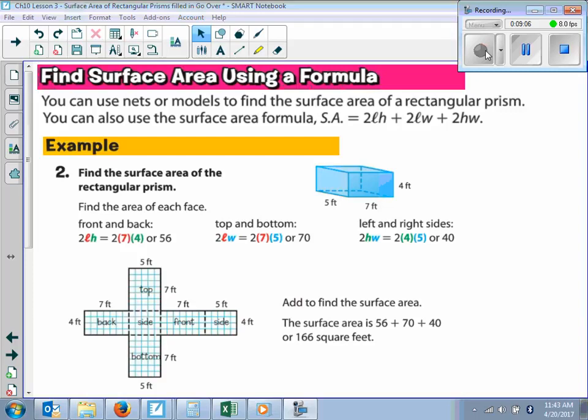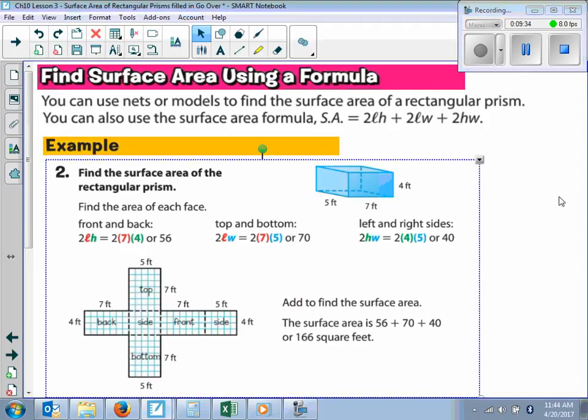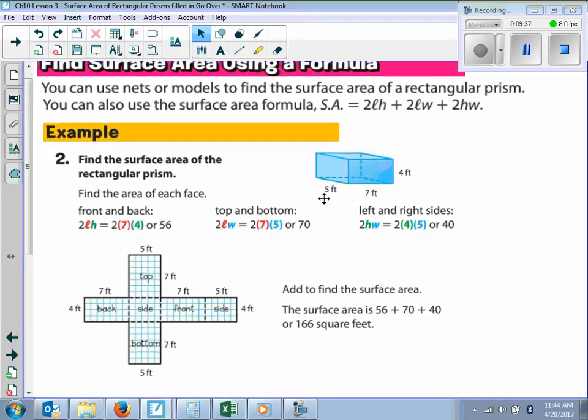All right, so now we're going to find surface area using that formula. So now that we've derived the formula, now all you have to do is use it. So you can use nets or models to find the surface area of a rectangular prism. You can also use a surface area formula to find the surface area. Okay? So, for example 2, it says find the surface area of this rectangular prism.